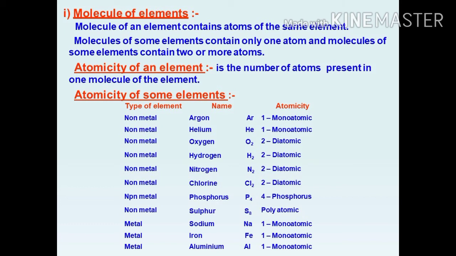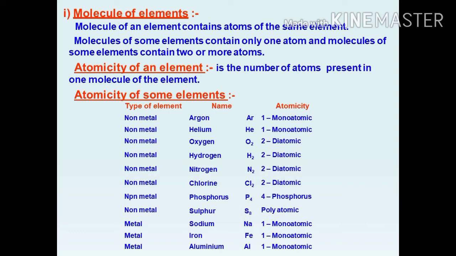So it is diatomic. Hydrogen, H2. Two hydrogen atoms are there, so it is diatomic. Nitrogen, two nitrogen atoms are there, so it is diatomic. Chlorine, Cl2. Two chlorine atoms are there, so diatomic. Phosphorus, P4. Four phosphorus atoms are there, so it is tetraatomic.